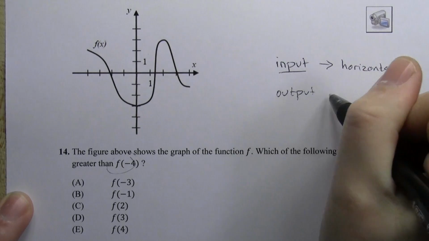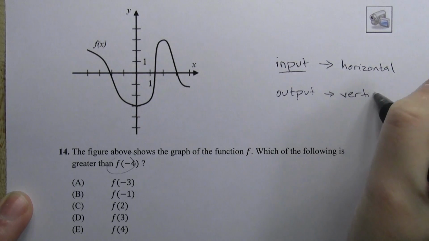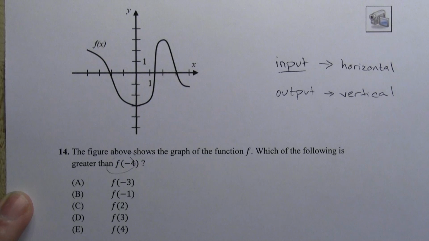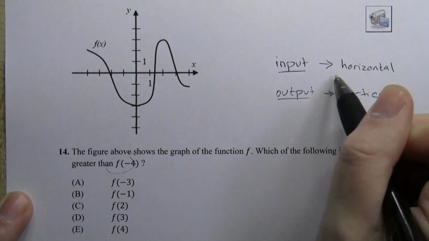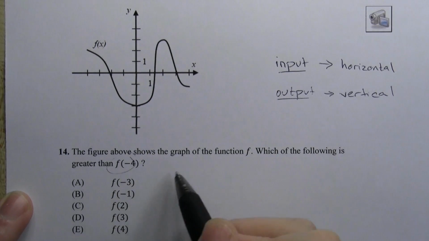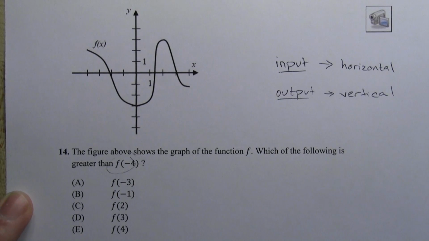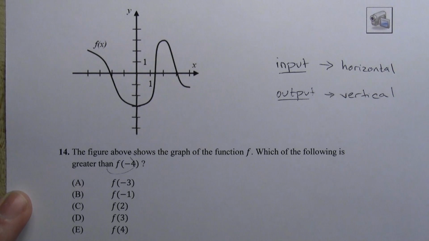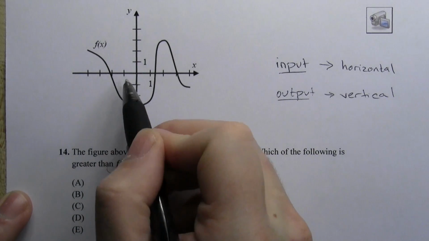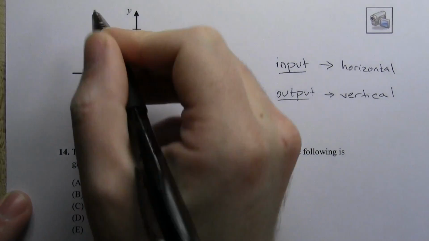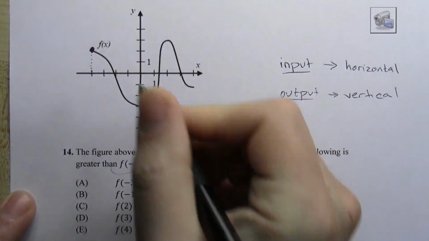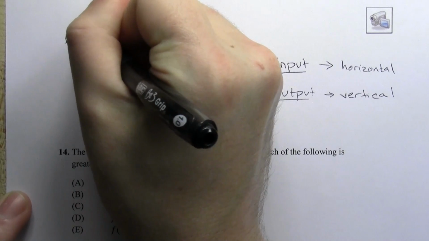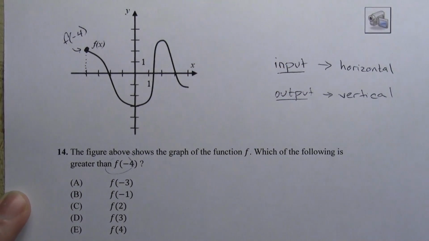The output corresponds to the vertical value. So if they say f of -4, that means the horizontal value is -4, and the f of -4 is the output, the vertical value. So they want to know what the vertical value is at the horizontal value of -4, and that's it. So we go -1, -2, -3, -4, go up. That's the point they're referring to. That is f of -4, this value right here.